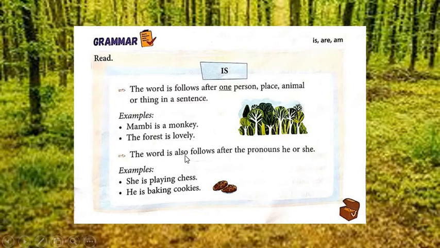Now see, the word is also follows after the pronouns he or she. When we use he or she, is is written. See your examples. She is playing chess. He is baking cookies. She is, Mambi is, the forest is. So you have learned, the word is follows after one person, place, animal or thing in a sentence. Okay, children?